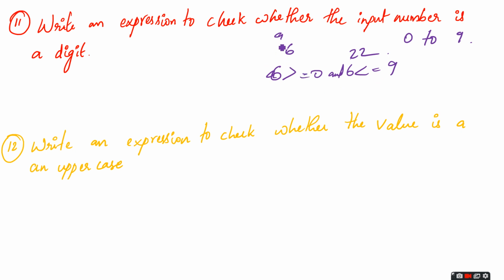So in order to write the expression, instead of 6, we can write a. So a is greater than or equal to 0 and a should be less than or equal to 9. Then it is a digit.